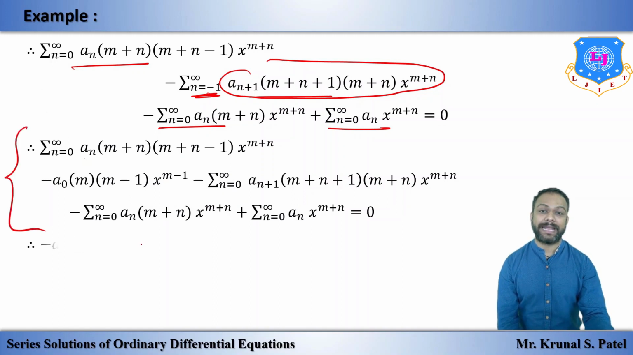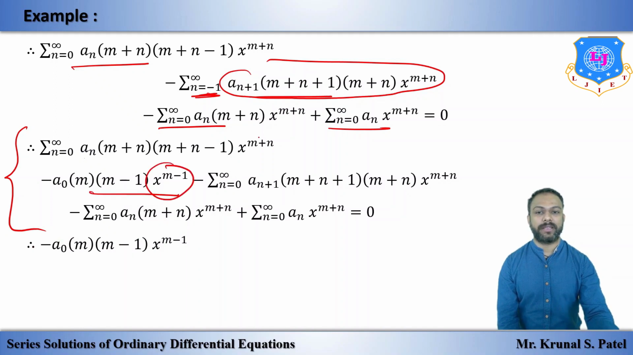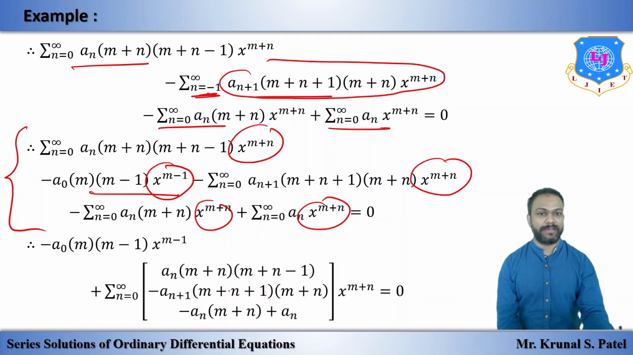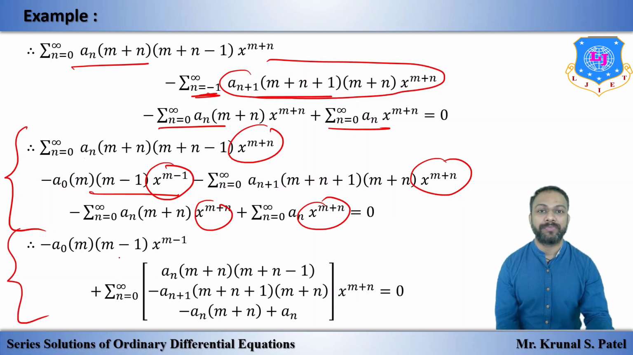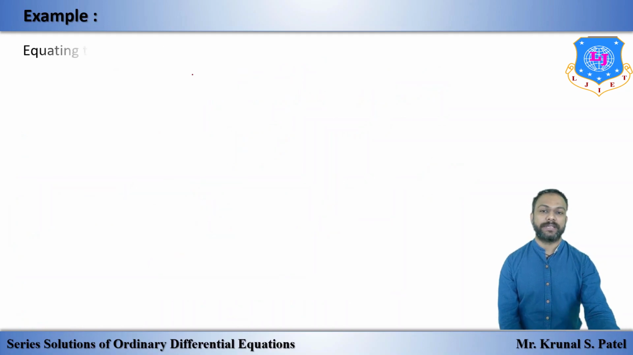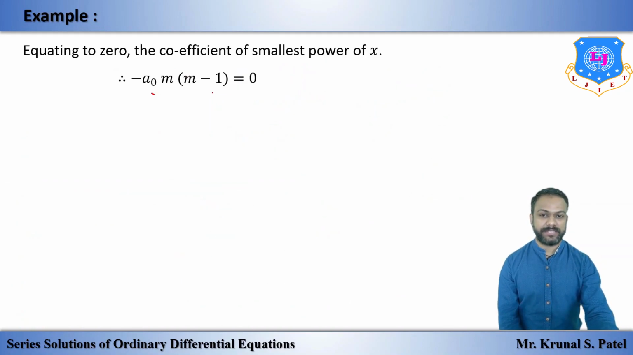Now we'll collect. So we have only one term with x raised to m minus 1, and all the terms are with x raised to m plus n. So we'll take together all these 4 terms. So this is our collect step, step number 6. Now we have step number 7, equating to 0 the coefficient of the smallest power of x, and the smallest power of x is this. Okay, so we have this as our coefficient.